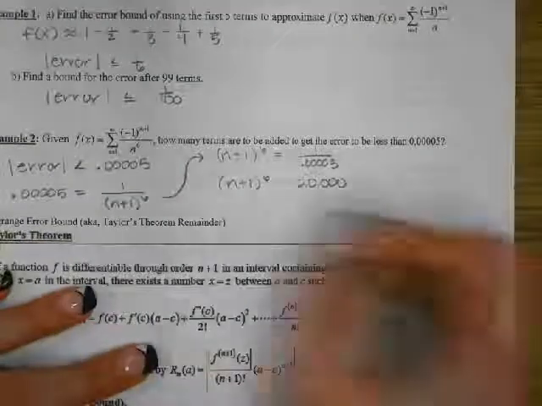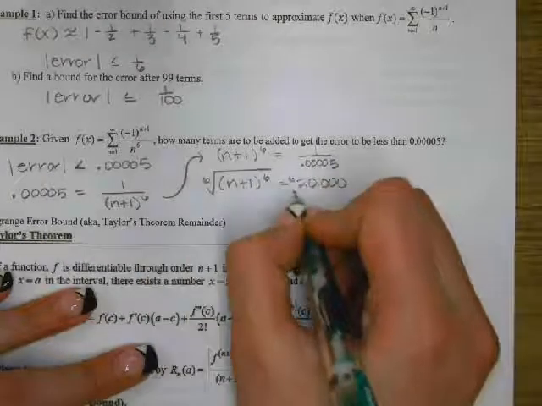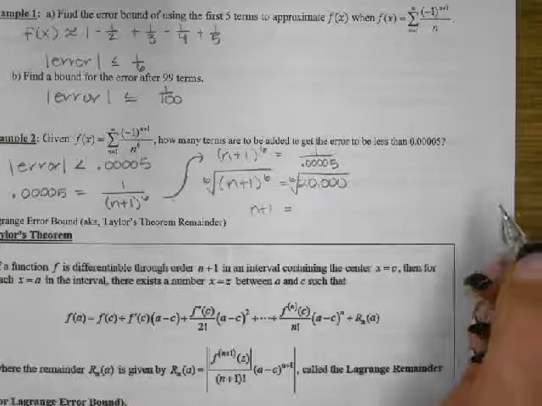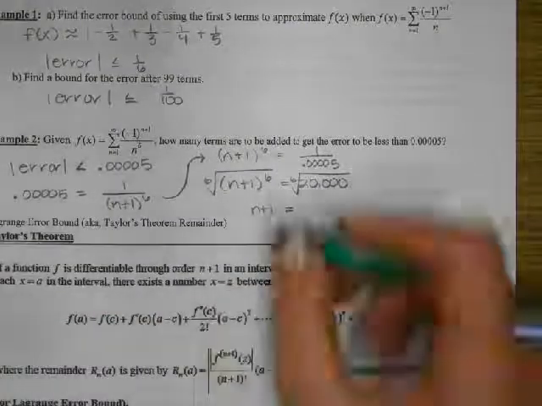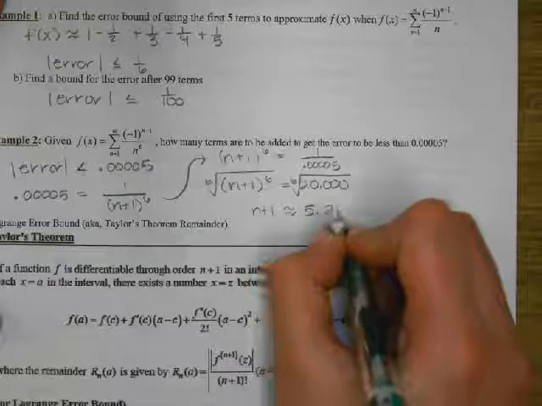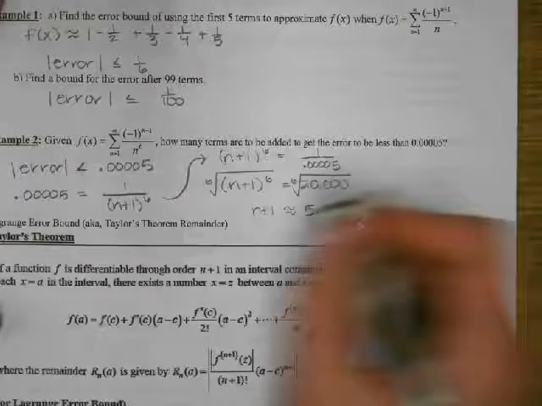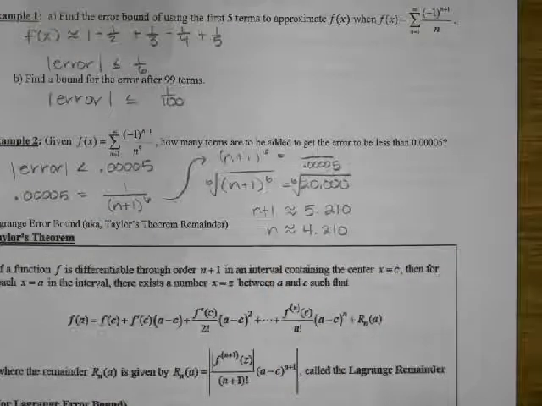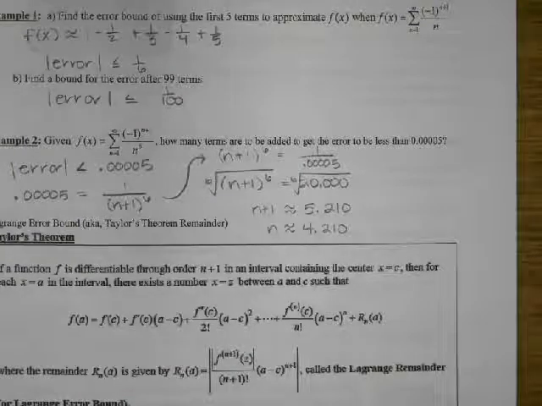So next, to solve for n, we're going to go ahead and take a sixth root. So I've got n plus 1 equals the sixth root of 20,000, which is approximately 5.210. Then I'll go ahead and subtract 1, so I have n is approximately 4.210. So at the 4.210th term, your level of error is going to be less than 0.00005. So you've got the right answer. It could be 0.00005 below or above your decimal, but you're accurate within that.